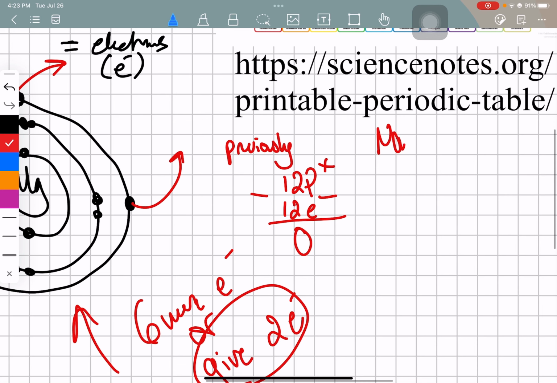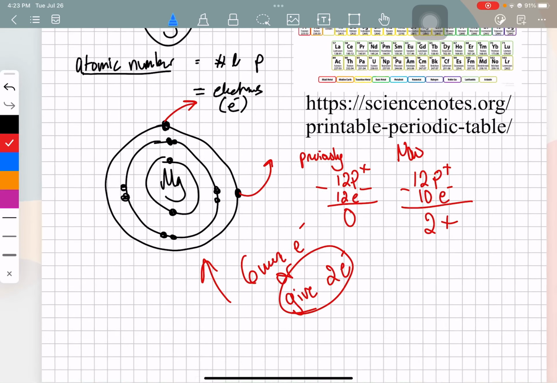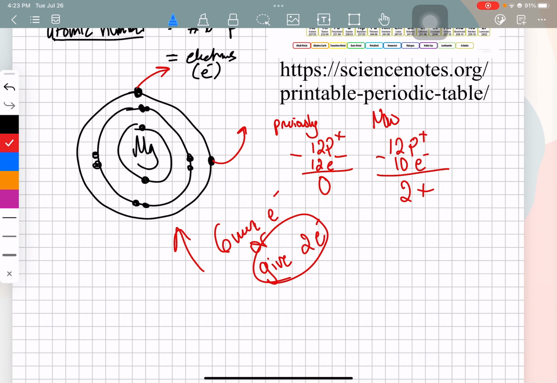Now I have 12 protons, but I gave away 2 of my valence electrons. So I'm going to subtract 10 now instead of 12, and this is going to leave me with 2 plus. I have more positive charge than negative, so I'm going to be left with Mg 2 plus, because I gave out my 2.